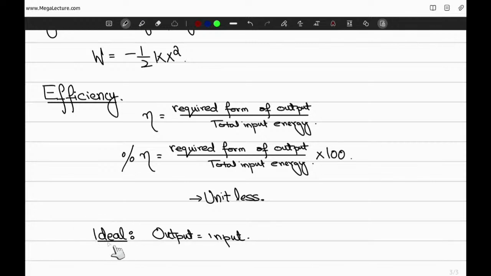So a machine or a system is said to be an ideal system if its output form of energy or work is equal to the input energy that I give it, right? But this is just a hypothetical machine. In practice, there is no such machine really that would give you this. But here I'd like to leave you with an example.